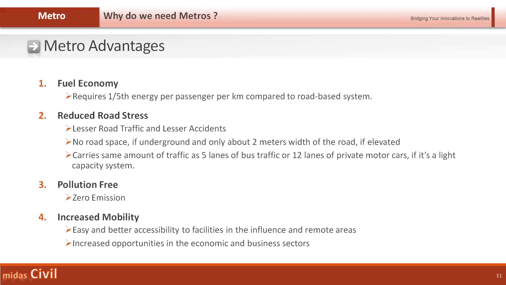And it doesn't require any road space. When we are constructing underground tunnels, it doesn't require any road space, whereas for the elevated bridges, it will occupy a maximum of 2 meters width of road to accommodate the piers and other structures. Since metros work on electricity, it doesn't cause any pollution also. So in a way, we can say that it increases the overall mobility, as it provides more comfortable, easy and better accessibility to facilities in the influence and remote areas, and it leads to increased opportunities in the economic and business sectors. So these are the major advantages of metro.